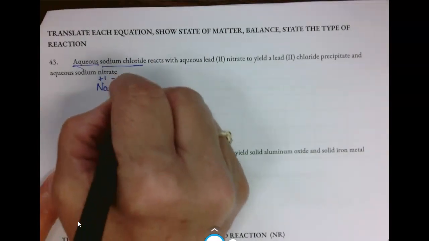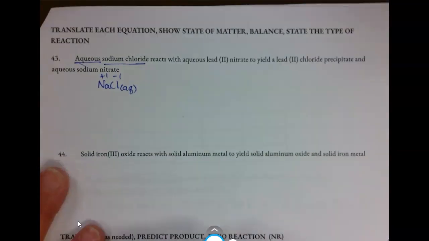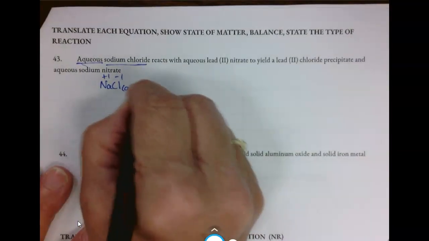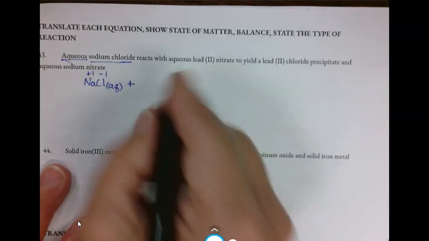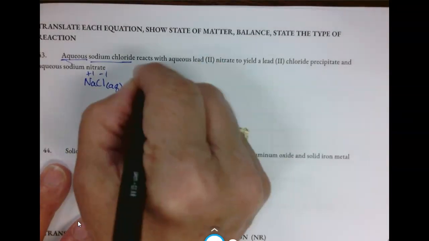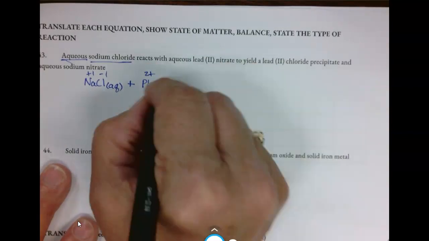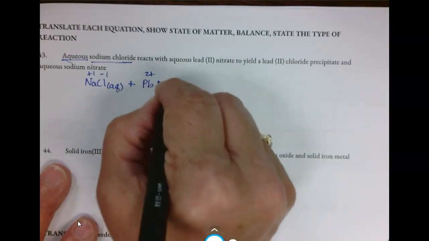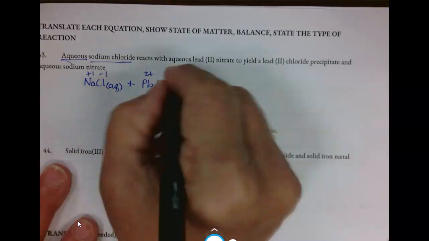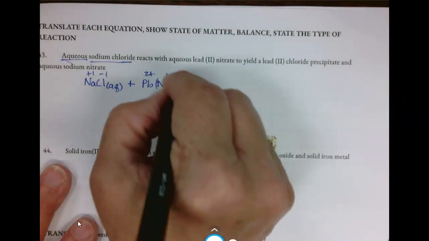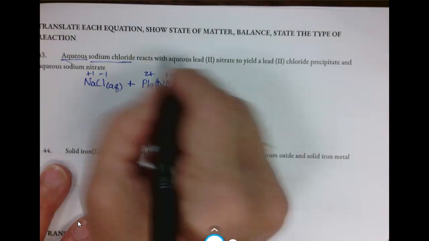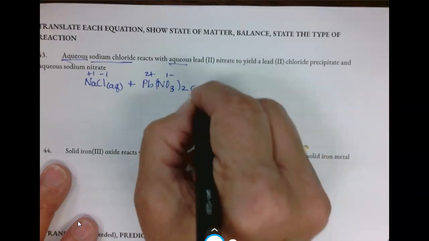It says that it's aqueous. So I told you to put the states there. So it's aqueous. Okay. It's going to react with, so these are my reactants, lead. That tells me that is a 2. Nitrate, look to the back of your polyatomic chart, NO3. Now NO3 is a 1-. So don't forget I need 2 of those. Again, it says that it's aqueous.